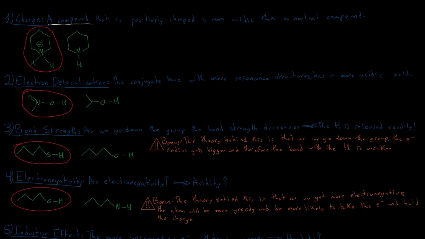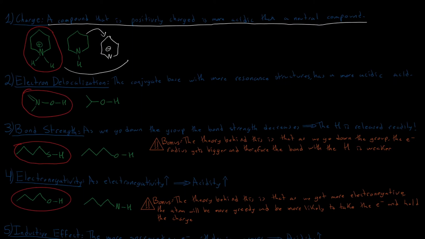It states that a compound that is positively charged is more acidic than a neutral compound. Let's look at the example below to understand this fully. So let's take a look at the conjugate base of this acid over here. As we can see, it results in a conjugate base with a negative charge. Then let's take a look at the conjugate base of this acid. We can see that it's neutral.